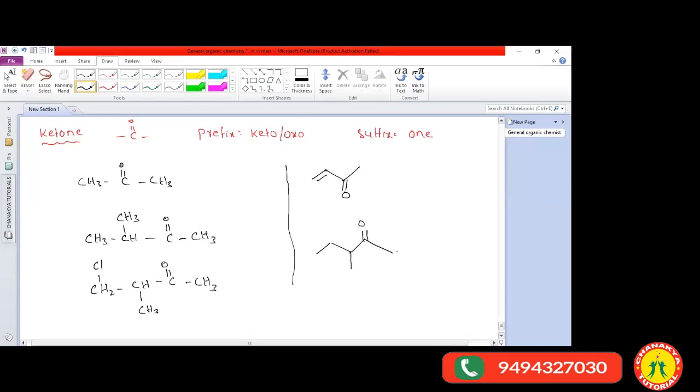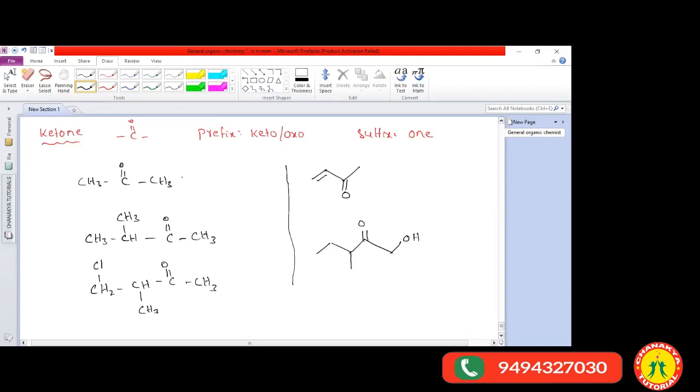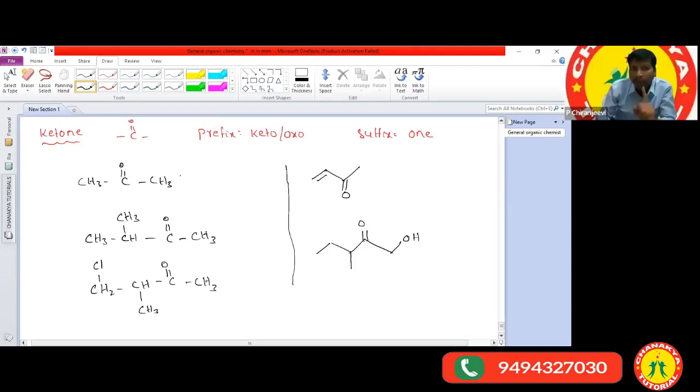Sir, first one is propanol. But you have to tell the number of the propanol because of the ketone functional group. What is the position of the ketone functional group? Either it is the first carbon atom, second carbon atom, or third carbon atom. While writing the IUPAC nomenclature, the position of the functional group or substituent, we compulsorily have to represent with the number: 1, 2, 3.